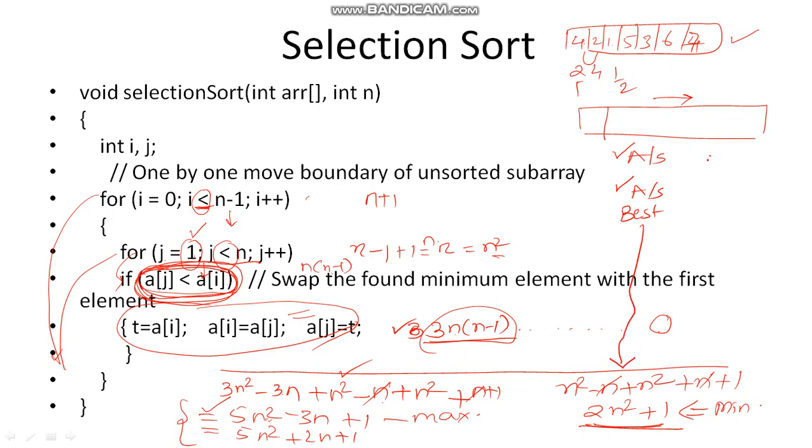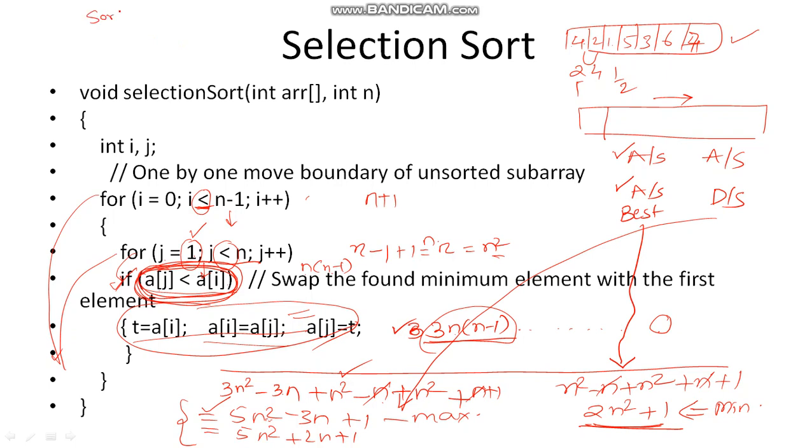If you want to sort it in ascending order and the input is in descending order, every time this condition is going to be satisfied, and you have to do the exchange. Whenever you are doing the exchange, the number of instructions executed is 5n square minus 3n plus 1. So what is the best case input for selection sort?